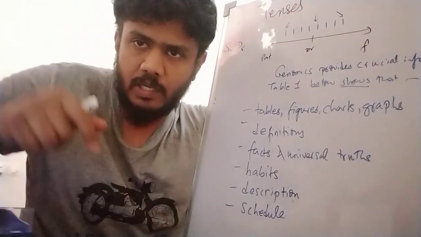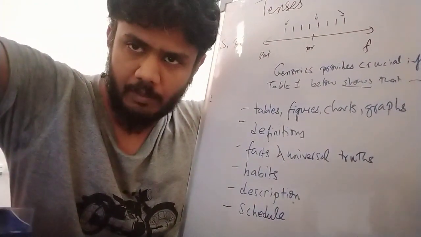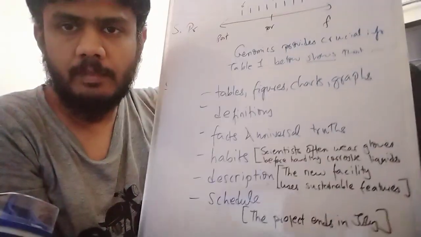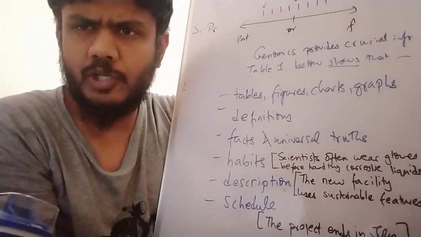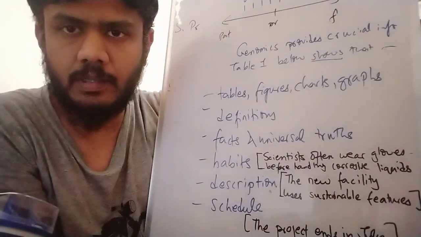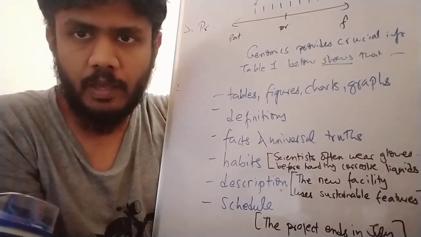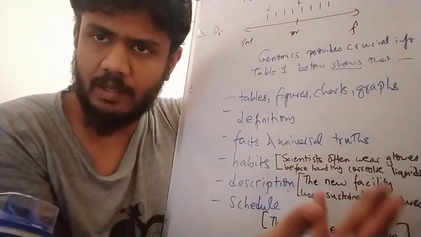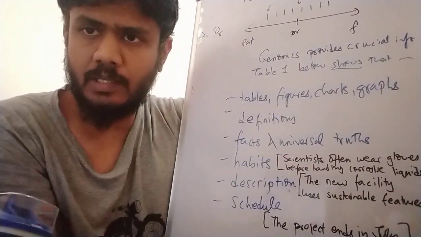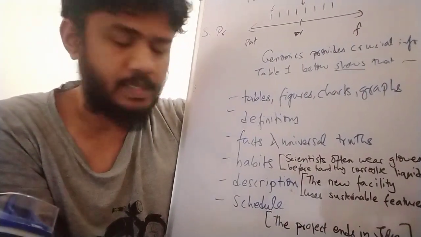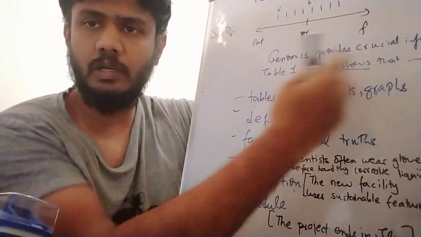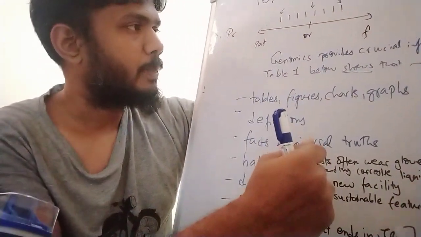So I'm just going to pause the video here and write down some examples for each of these points. Okay, so I've got a few examples up over here. I'm sure that you can come up with better examples, but here are a few that I could think of. Now, definitions, of course, any definition. Just take a definition of anything in your subject, and you'll find that it is in the simple present. Okay, so I'm not going to give you an example of that. Tables and figures. Yeah, I've just given you an example over here.